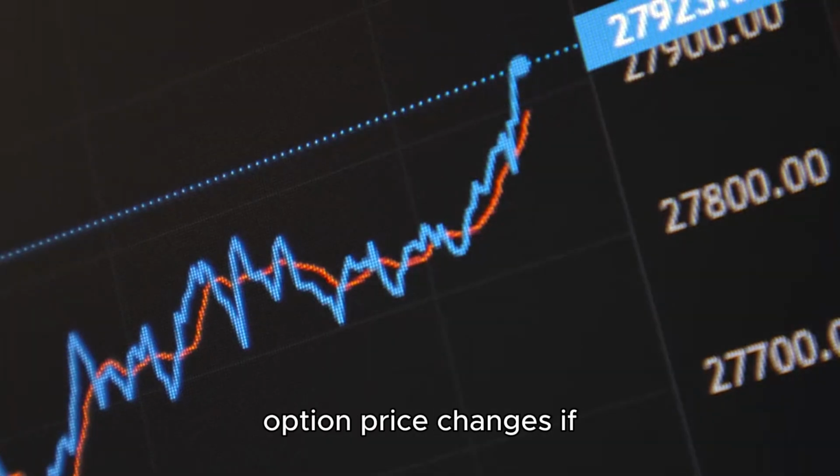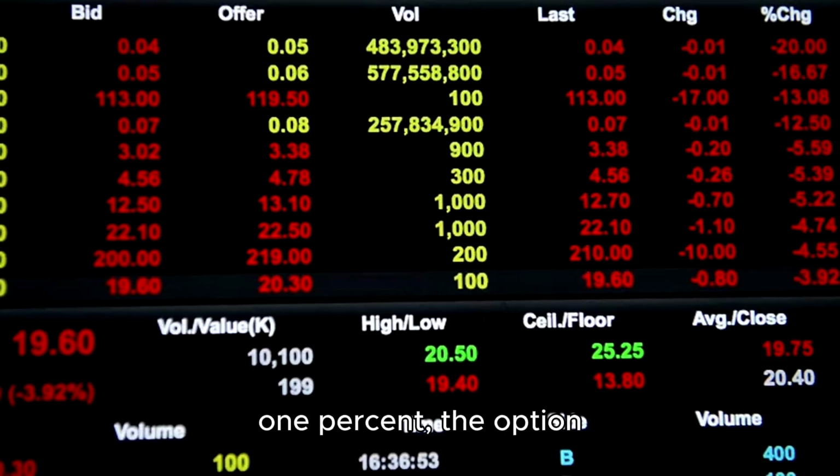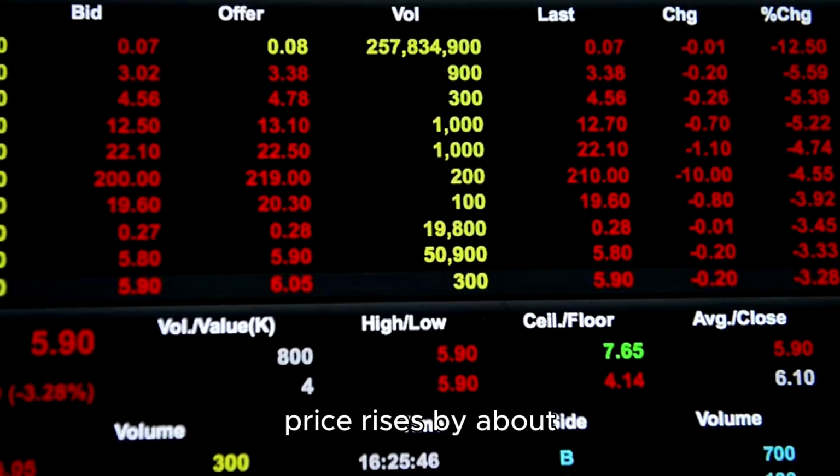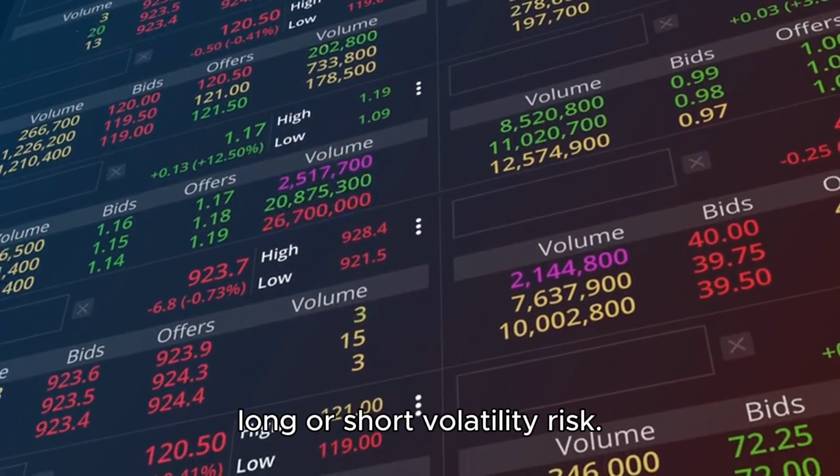The third is Vega. Vega measures how much the option price changes if volatility changes. If an option has a Vega of 100, then if implied volatility goes up by 1%, the option price rises by about $100. Vega tells you whether you are long or short volatility risk.